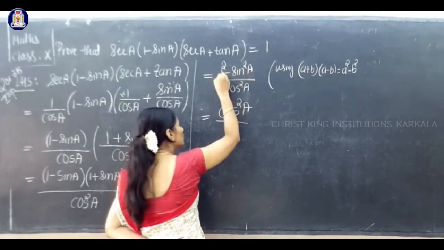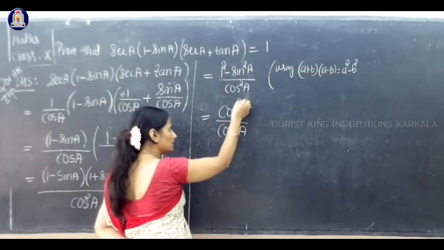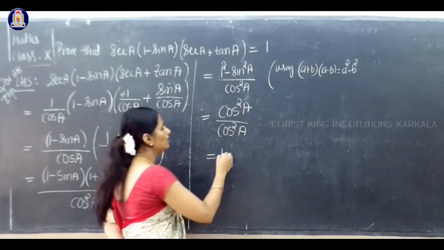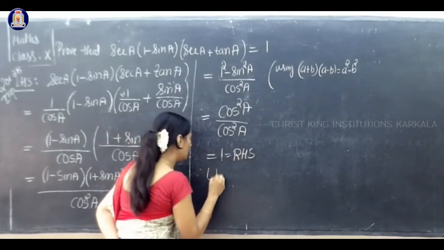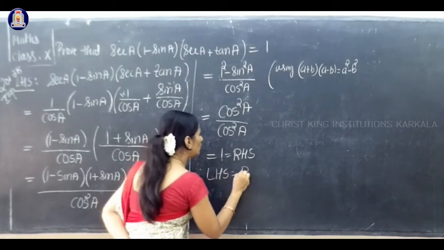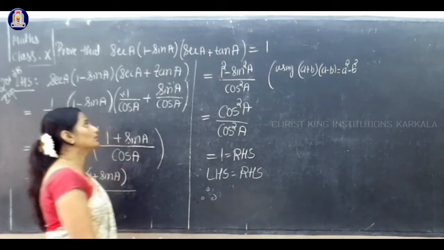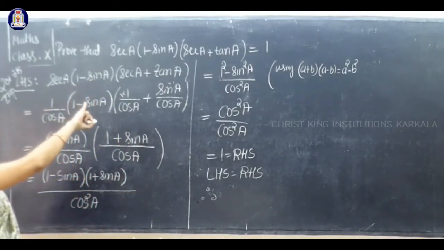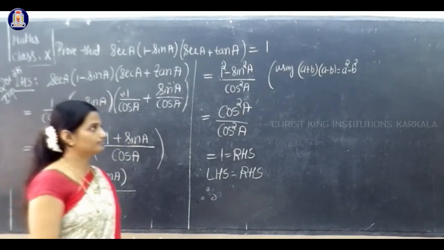See from your formula list, divided by cos square A. So numerator cos square A, denominator cos square A, which is equal to 1, which is equal to the RHS. Therefore LHS is equal to RHS. Now write the conclusion: secant A into (1 minus sin A) into (secant A plus tan A) is equal to 1.